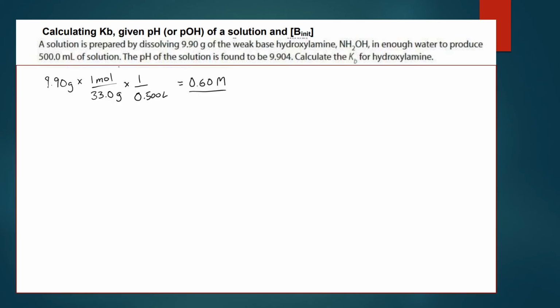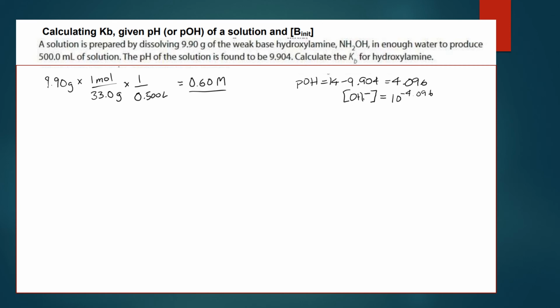So the first step that I'm going to do is go through the stoichiometry to figure out what the concentration of that weak base is. I take my 9.9 grams and divide by the molar mass to get rid of the grams. And then the last thing I'm going to do is divide by the number of liters as well, so that I get a moles per liter calculation, because molarity is the only thing that can go into that table. So there's the first set of calculations.